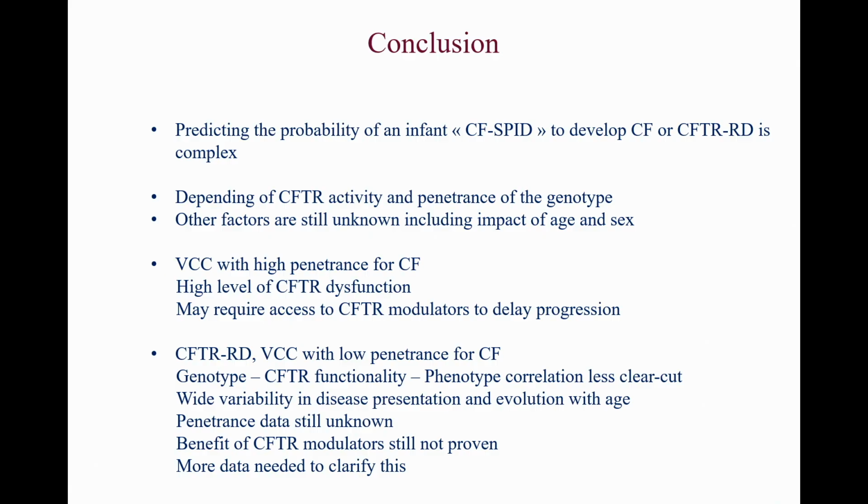VCC with high penetrance for cystic fibrosis display a high level of CFTR dysfunction. They may require access to CFTR modulators to delay progression very early on in life. While CFTRD or VCC with low penetrance variants have a less clear-cut correlation between genotype, CFTR function, and phenotypes. They display a wide variability in disease presentation and evolution with age. The penetrance data are still mainly unknown because we lack studies. Benefits of CFTR modulators are still not proven, but we may have some discussion later on in these patients, and more data are needed to clarify this.